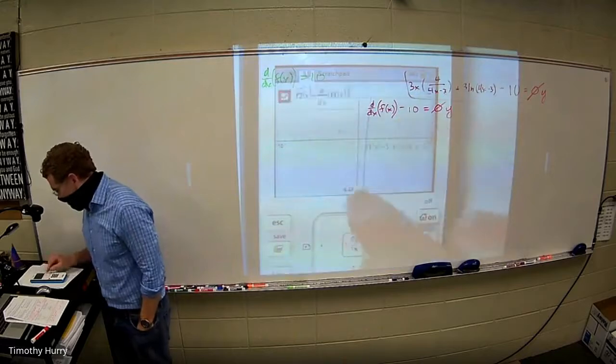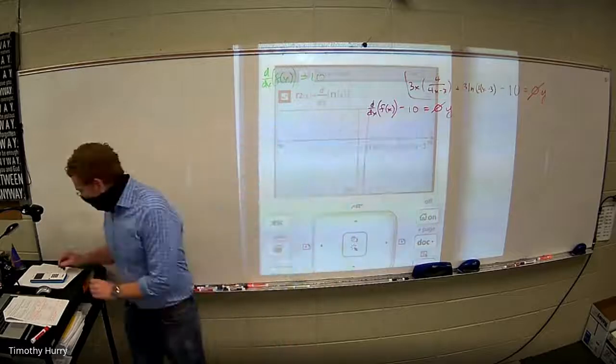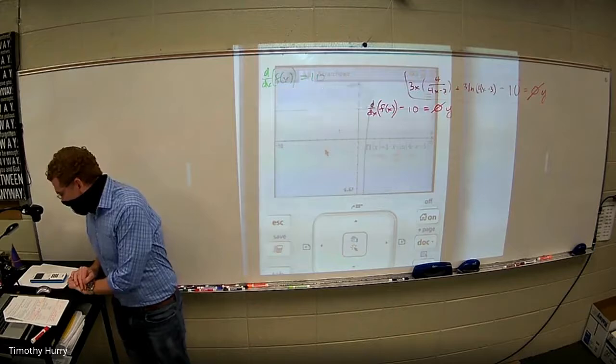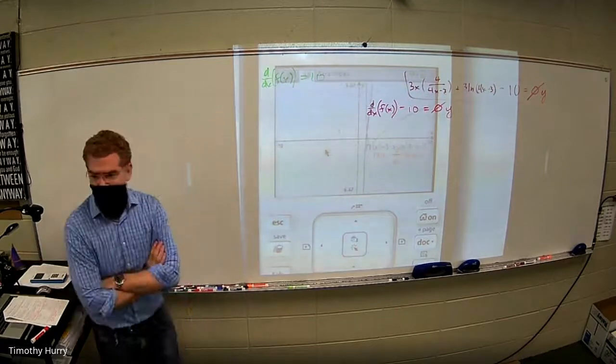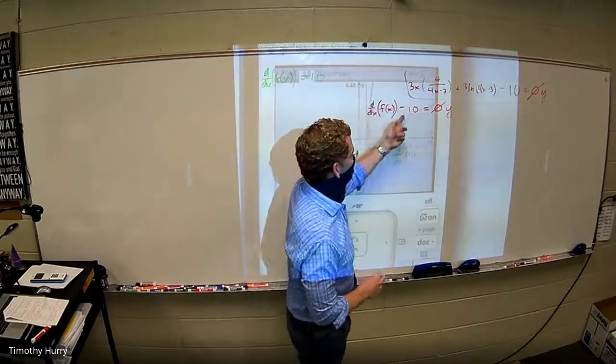You know what? I forgot to do the minus 10. That's the derivative function. I forgot to go minus 10. So I'm going to go minus 10, and I'm going to hit enter. So there's my derivative function minus 10. Okay? So this is me solving for where the derivative is equal to 10.